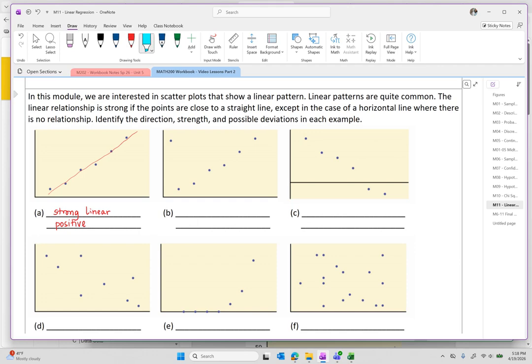Scatterplot B has an outlier here, a little deviation. One point just doesn't look like it belongs with the other points. However, the other points look like they are very close to a straight line that could potentially be going through them. So this is a strong linear correlation. It looks like it is positive, but we also have one deviation.